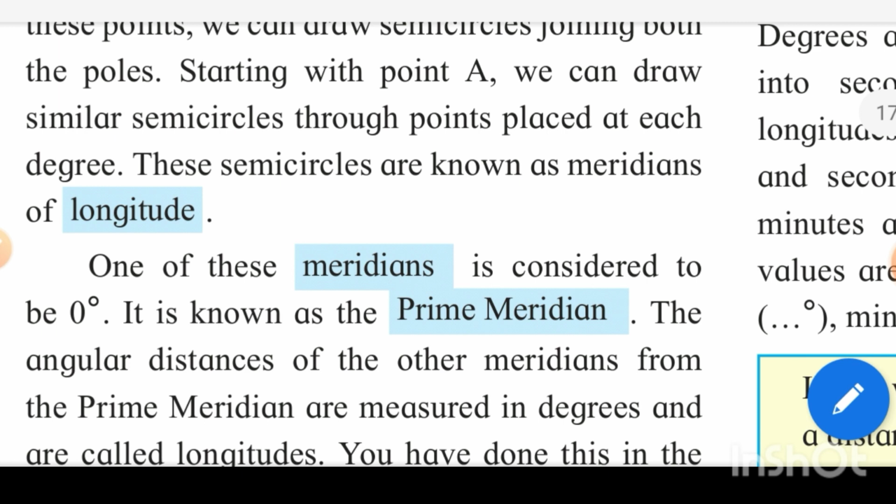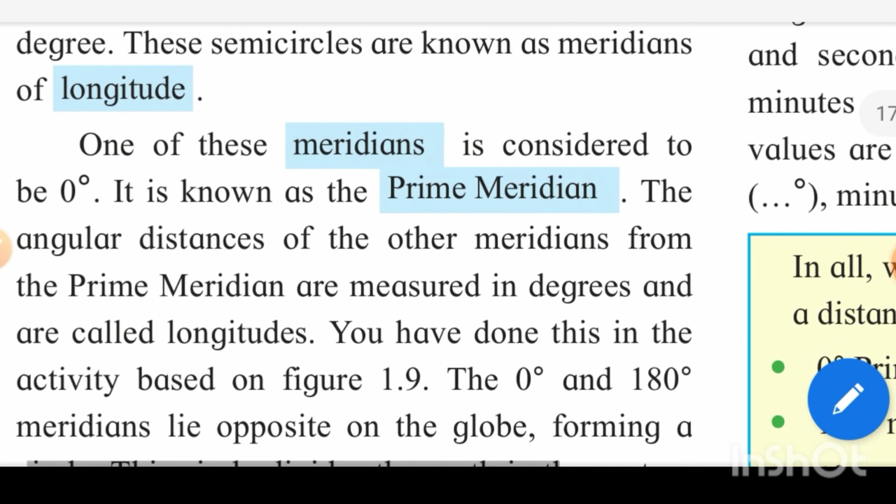Starting with point A, we can draw similar semicircles through points placed at each degree. So we have drawn semicircles for B and C, but we can create many more semicircles which can start from the point A or from the next point after A. And one of these meridians is considered to be 0 degree. It is known as the prime meridian. The angular distances of the other meridians from the prime meridian are measured in degrees and are called longitudes.